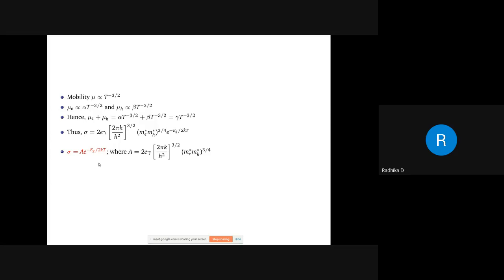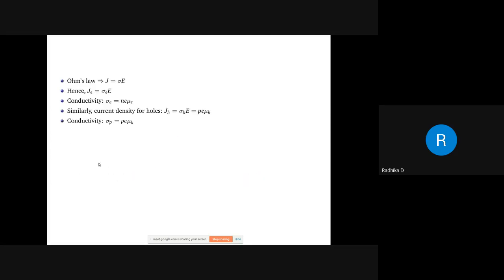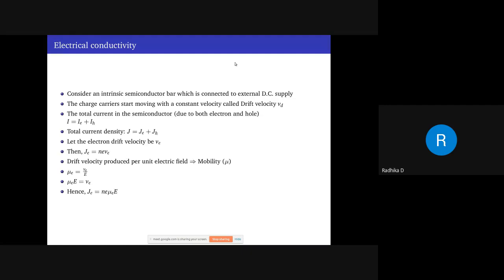So let me just repeat this quickly. What you did is you considered an intrinsic semiconductor which is connected to a supply. You have both charge carriers, electrons and holes. Then you find what is the total current and then what is the total current density. Now next we get an expression for total current density. First you consider the drift velocity. First you take electron current density as N e into V e, where N is the number density of electrons, e is the charge and V is the velocity.